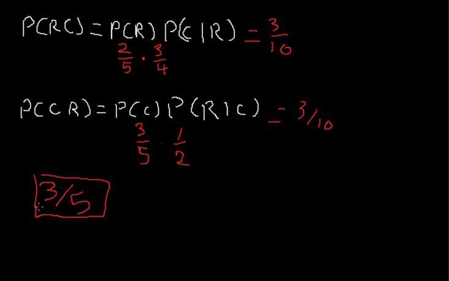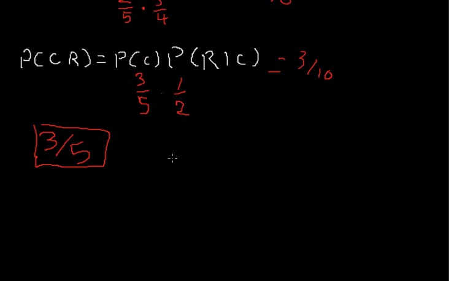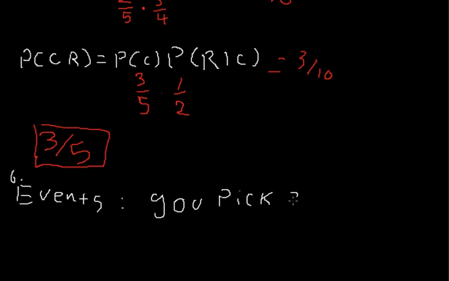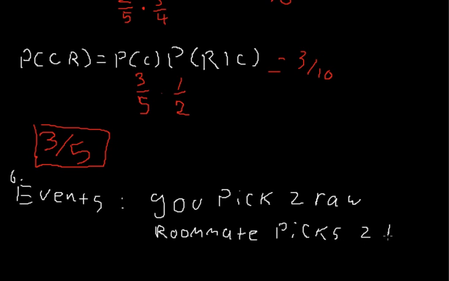Part B asks us, so you have events. This is B now. Events: you pick 2 eggs, you pick 2 raw eggs, and the other event is roommate picks 2 raw eggs. Are they independent? No, they are not. Why are they not?